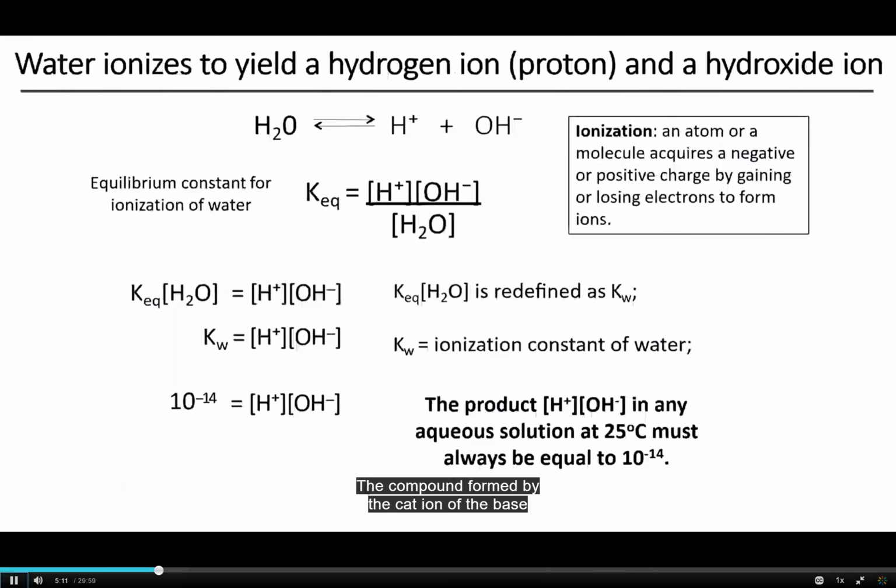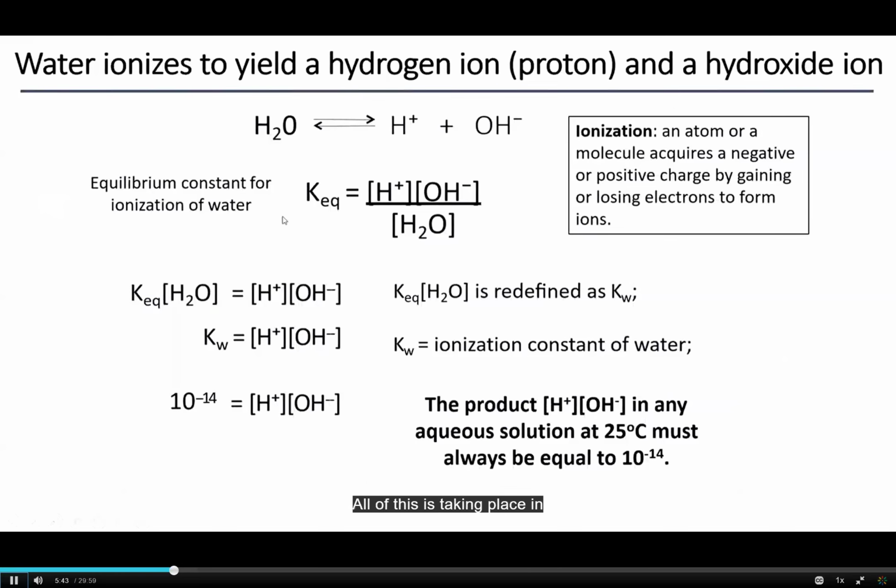The compound formed by the cation of the base and the anion of the acid is called a salt. One example of this would be hydrochloric acid, or HCl, which is a strong acid, plus NaOH, a strong base, which will yield H2O and salt, or sodium chloride, NaCl. The acid and base properties of the HCl and the NaOH, respectively, have been neutralized to form a salt. So this is all really important.